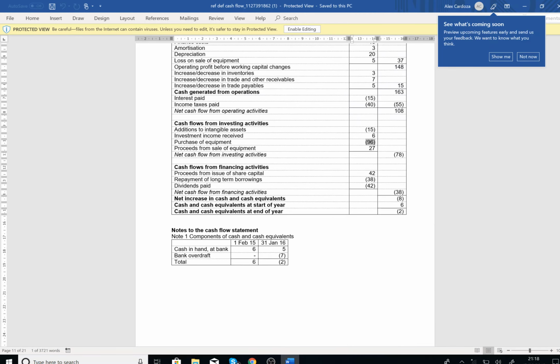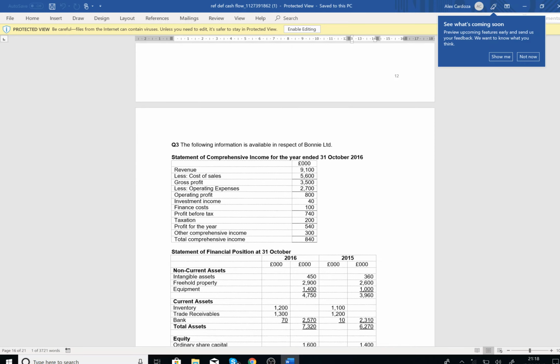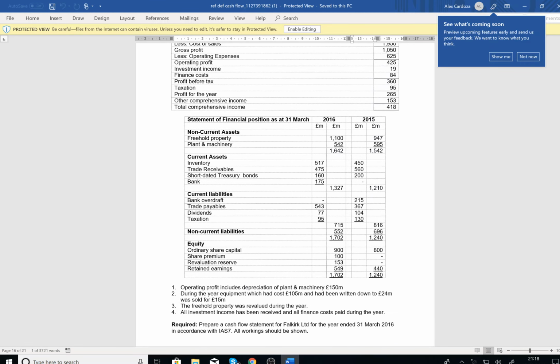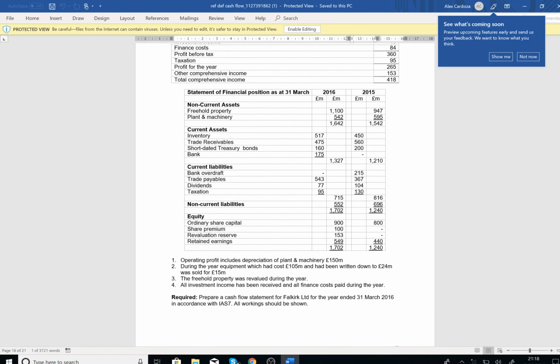So this final part: proceeds from the issue of share capital, 42,000, repayment of long-term borrowings, and dividends paid. Repayment of long-term borrowings, let's have a look. That would usually come in your liability section. That's the wrong balance sheet. Okay, so let's look at our long-term borrowings, non-current liabilities. You would just do 52,000 minus 90,000. That's 38,000.